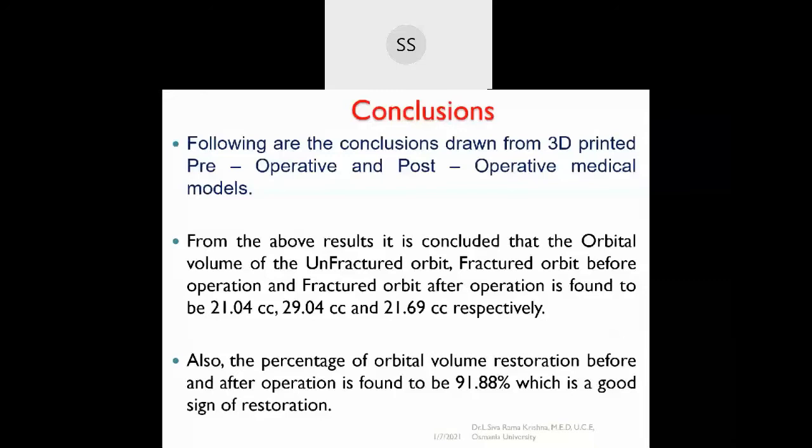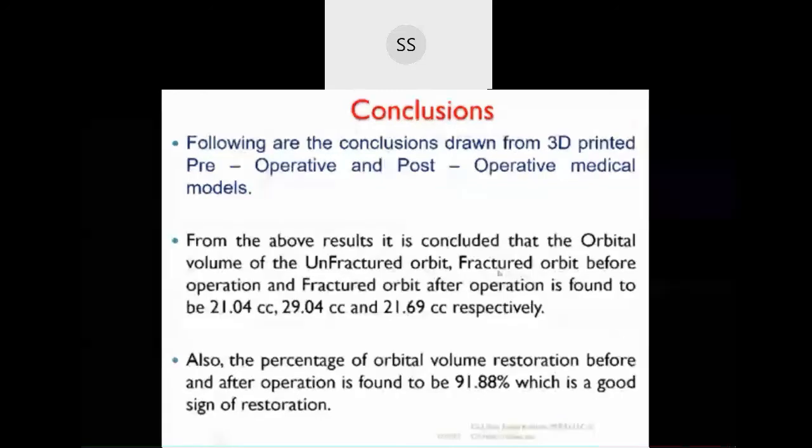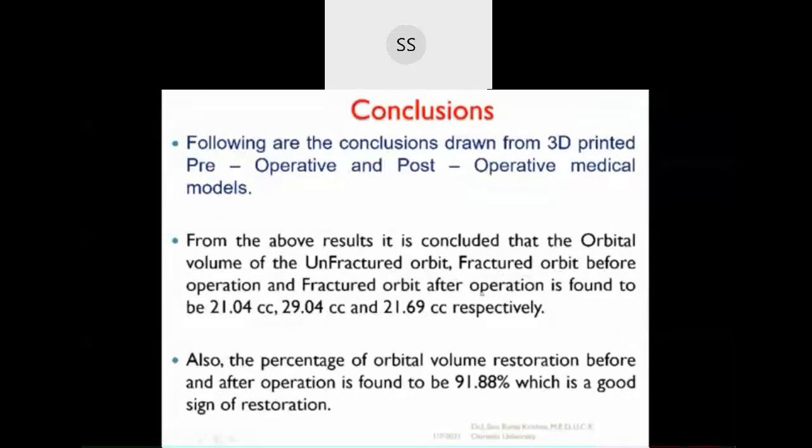So what we concluded from the above results is that the orbital volume of the unfractured orbit, the fractured orbit before operation, and the fractured orbit after operation is found to be 21.04 cc, 29.04 cc, and 21.69 cc respectively. That means the unfractured side volume is 21.04, and the fractured side before operation is 29.04. After 3 months of operation, it was measured to be 21.69 cc. So you are able to restore to 91.88%, which is a good sign of restoration.